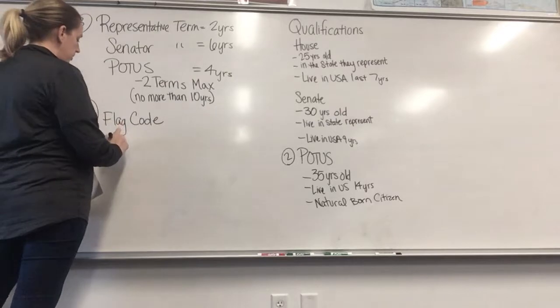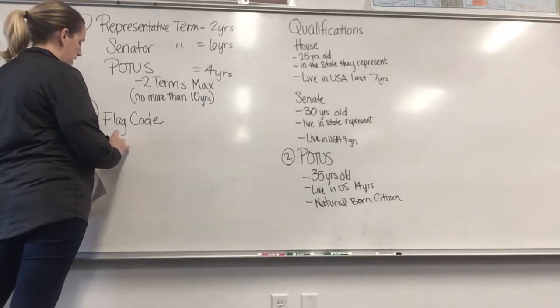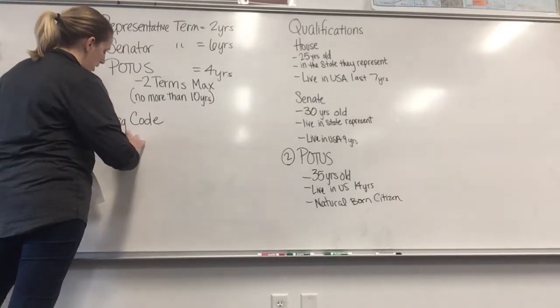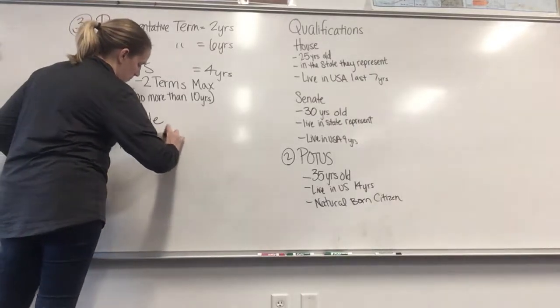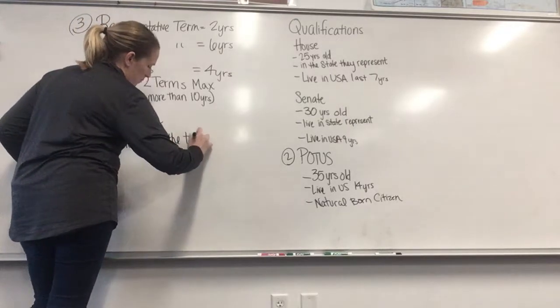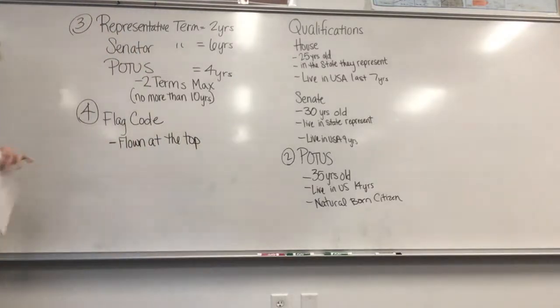Okay, so flag code is etiquette. So how should the flag be flown with other flags? Higher. Okay, flown at the top. Always higher than any other flag that you might be flying. Okay, top of the flagpole or the tallest flagpole.